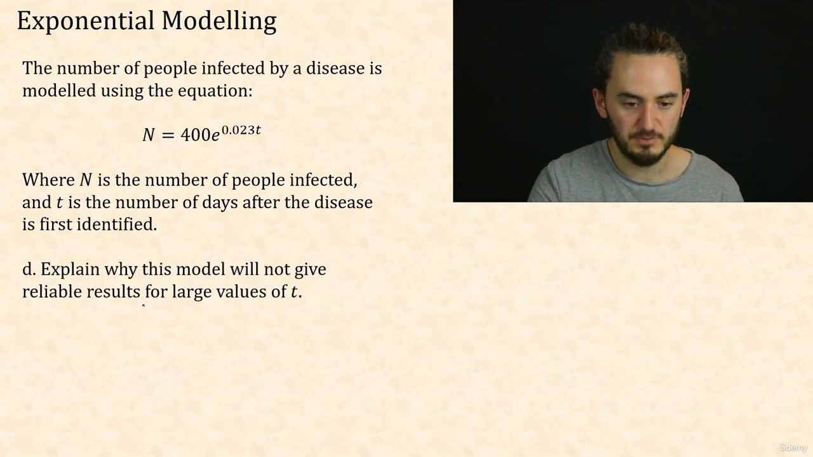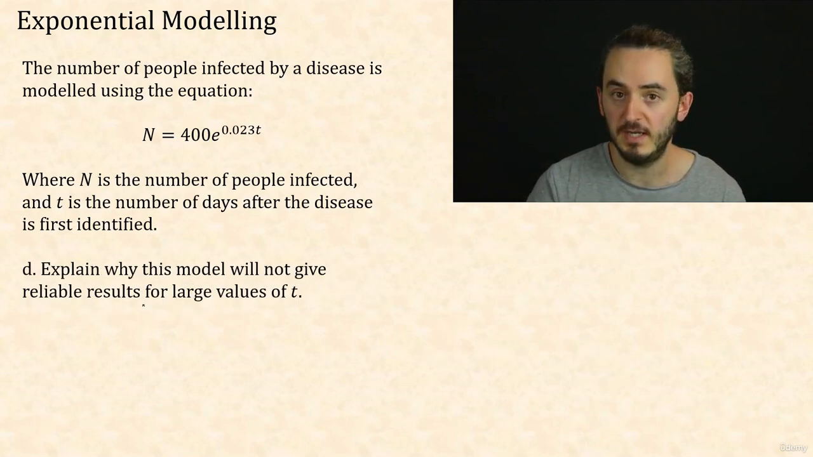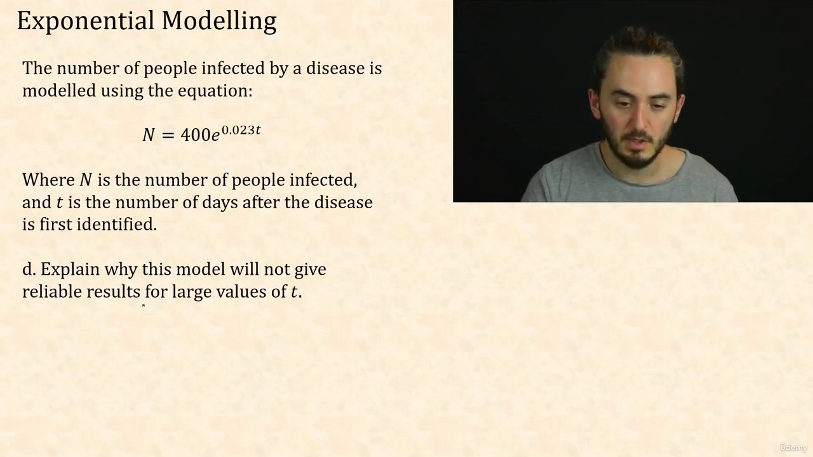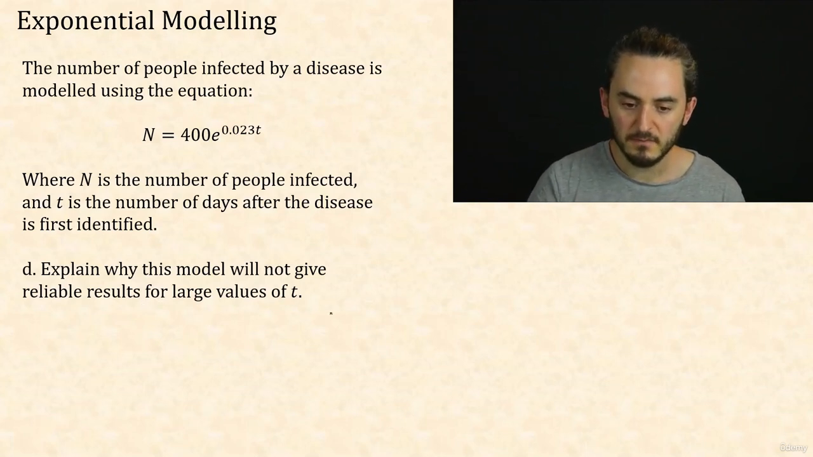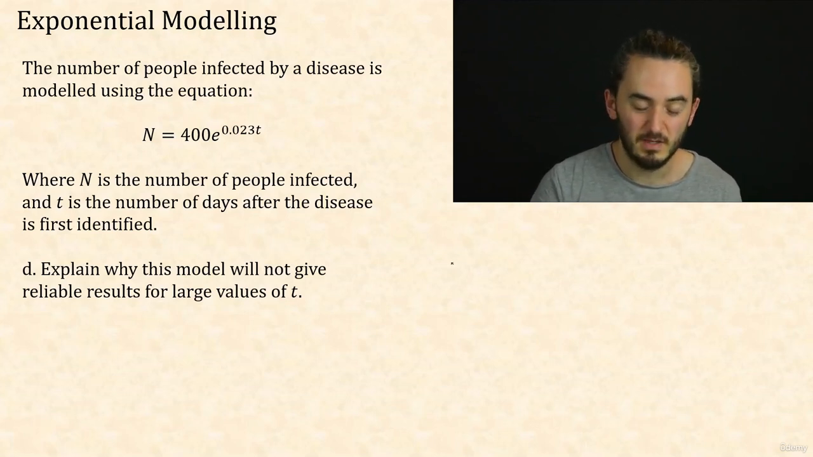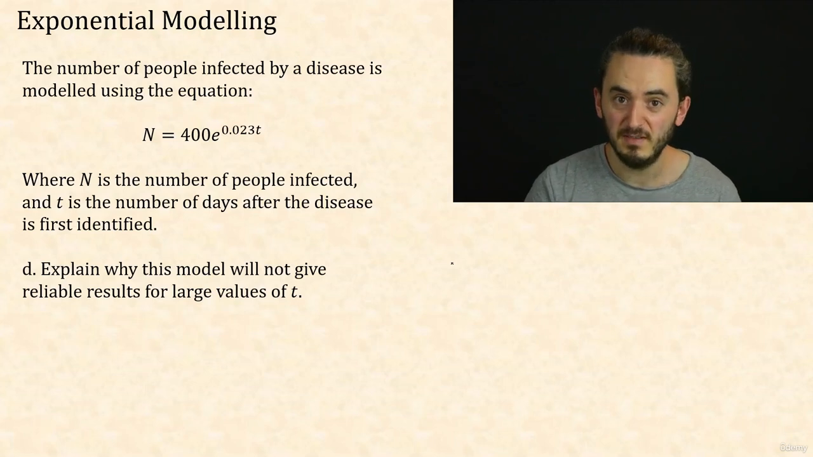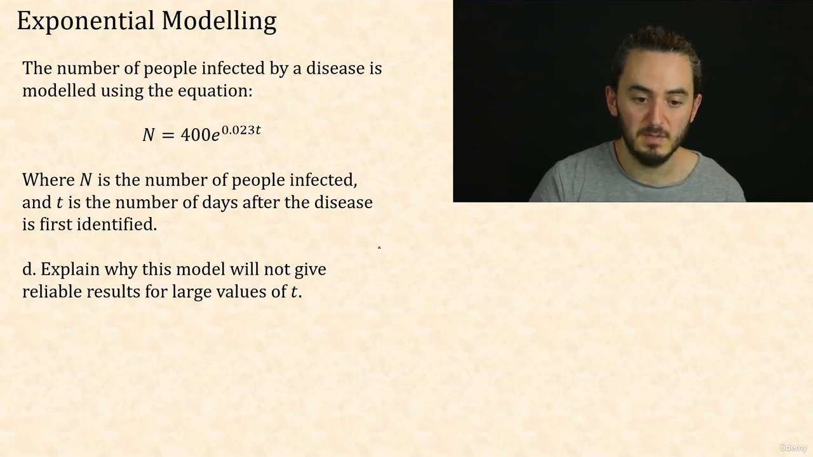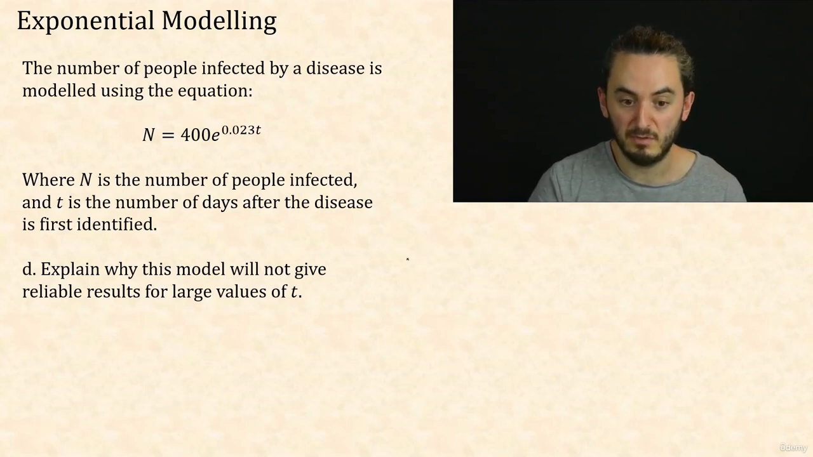Okay, last part of this question. Explain why this model will not give a reliable result for large values of t. So a common final question. Exponential models never really last forever. They can't, because they're growing so quickly. In the end, quite frankly, in the case of number of people, we just run out of people in the end. So that's one reason. Just as a slightly silly example, how many people, according to this model, would have it after 3 years?